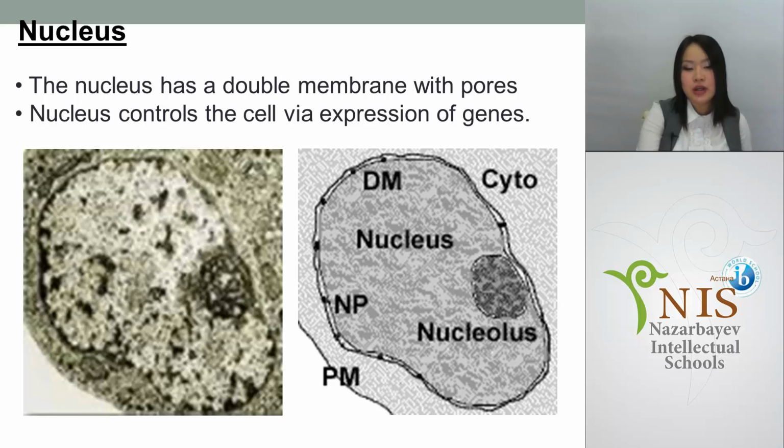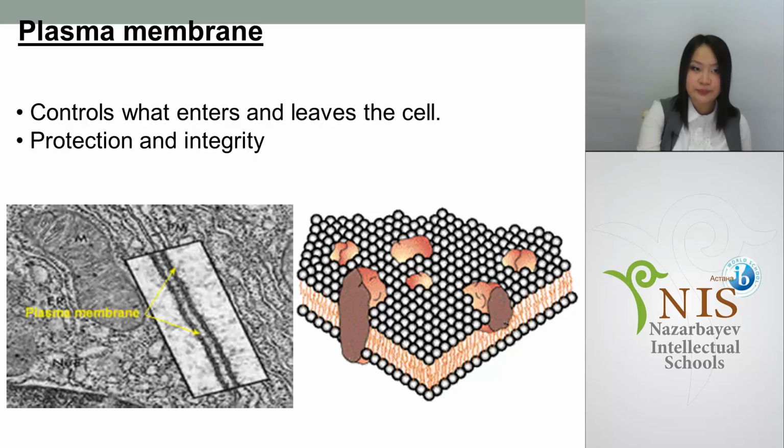Here you have 2 pictures. The first one is a picture from the electron microscope, and the second one is the schematic version of that. DM means double membrane, and P means nuclear pore, PM means plasma membrane, nucleolus, you could see that inside of the nucleus, and cyto means cytoplasm.